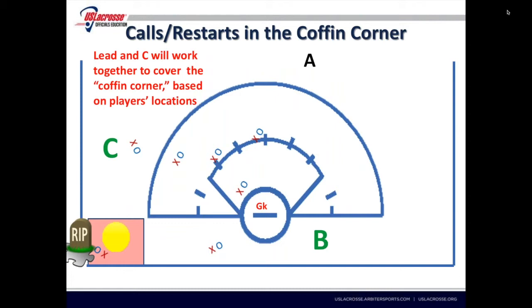The coffin corner is a tricky space on the field where officials need to work together to make the call and to restart play. In the pregame, officials can discuss which official has the best look between the players to make a call if necessary.